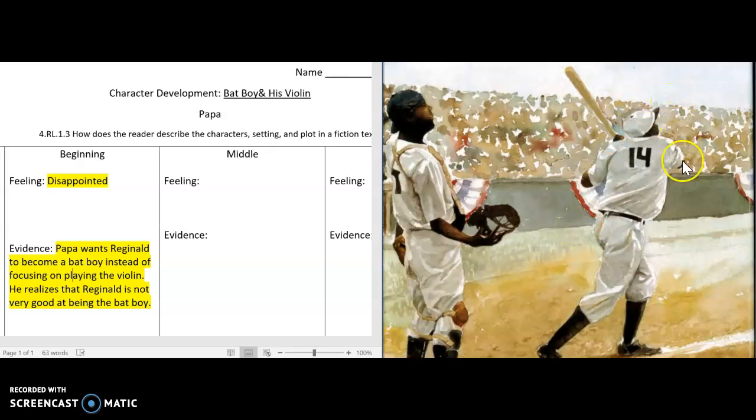So we're not focused on Reginald, though. We're not focused on Mr. LaRue. We already know the plot. What we want to focus on right here is Papa. How do we think Papa's feeling at this point in the story? The middle of the story.